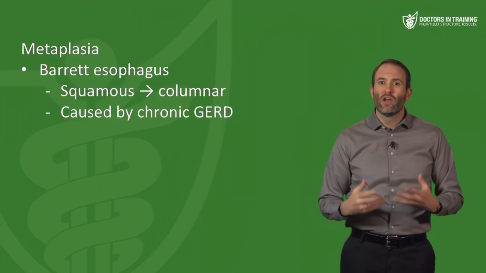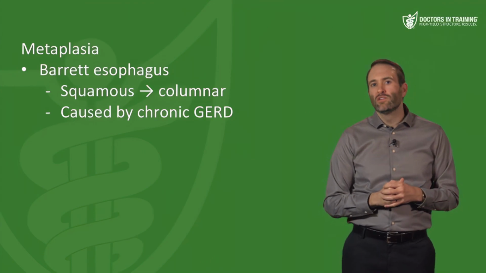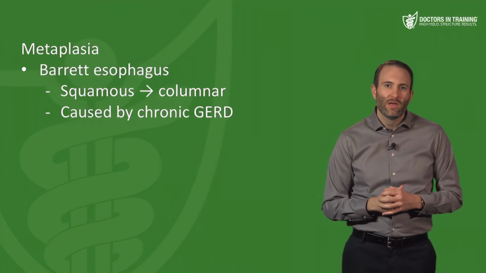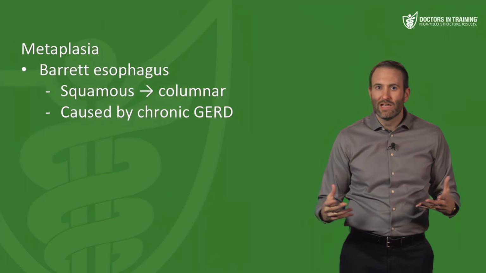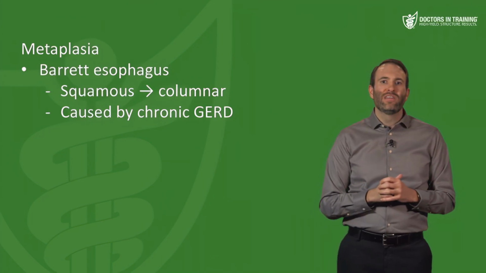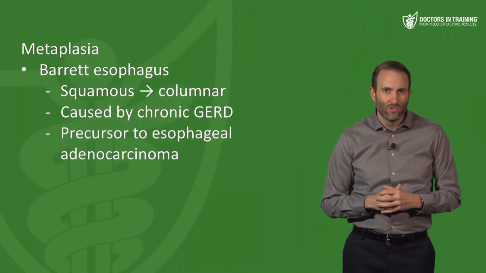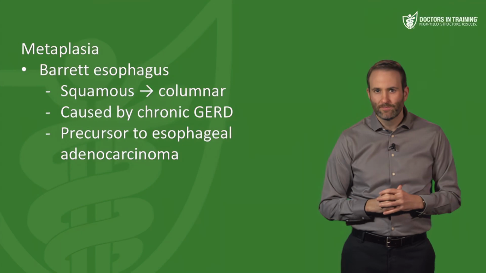Well, in this case, it's chronic GERD, gastroesophageal reflux, where the lower esophagus is exposed to a lot of stomach acid and other gastric contents. The thinking is that the columnar epithelium is more resistant to those acids, but again, with metaplasia, there's a risk of developing cancer. So Barrett esophagus is a precursor to esophageal cancer, specifically esophageal adenocarcinoma.